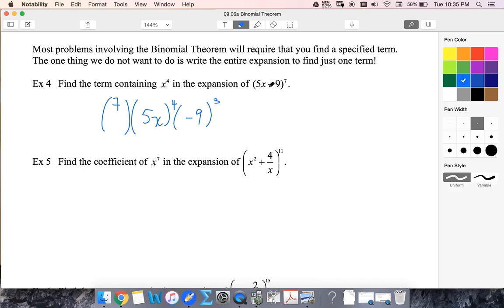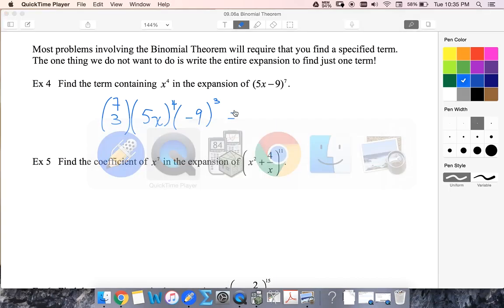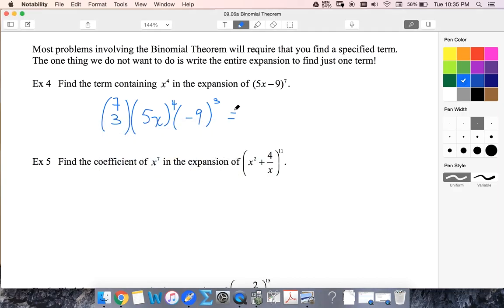These powers are always going to total 7. That means our r value is 3. So then I can just evaluate this, and I'm going to go straight away to my calculator. Here's what I'm going to do.